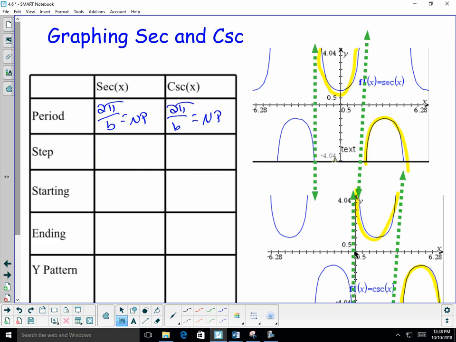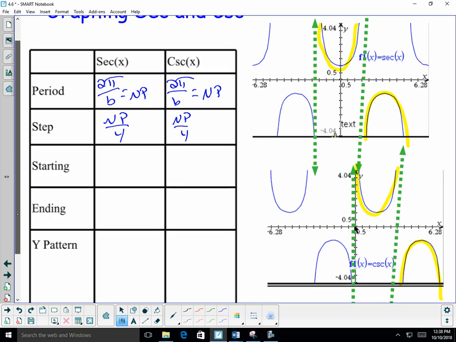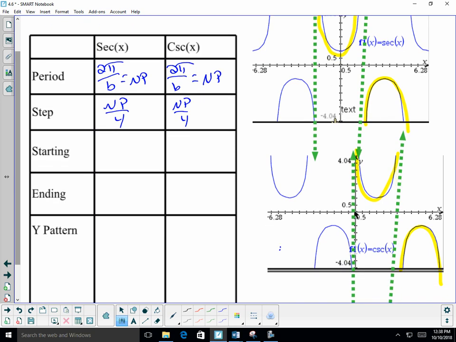Then to find my step, I'm going to take whatever that new period is and divide it by 4. And now tell me how much I add to my graph. Now, cosecant, I'm going to talk about cosecant first. This cosecant, it's easy that I start an asymptote at 0. So I'm going to set whatever's inside that parenthesis equal to 0.